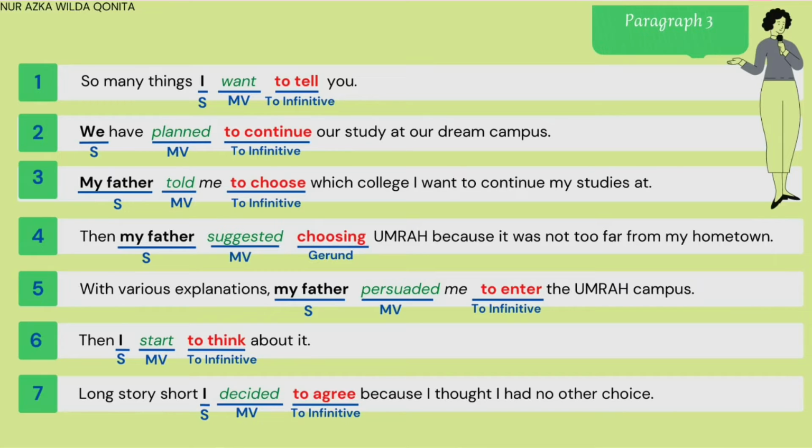Number 4, then my father suggests choosing Umrah because it was not too far from my hometown. So my father in here is the subject, suggest in here is the main verb, choosing in here is the gerund. And number 5, with various explanations, my father persuaded me to enter the Umrah campus.